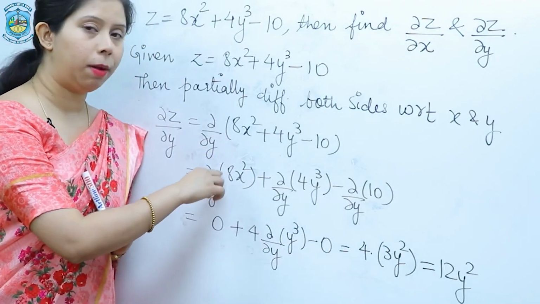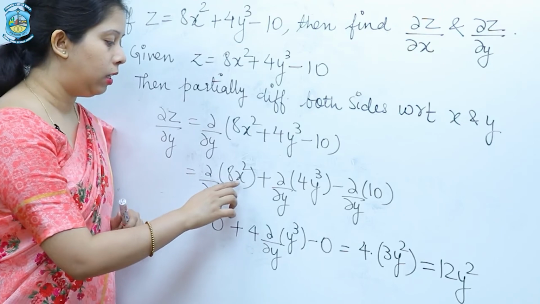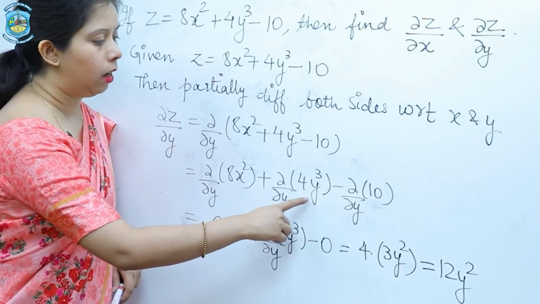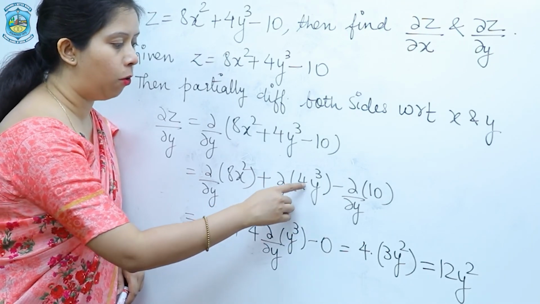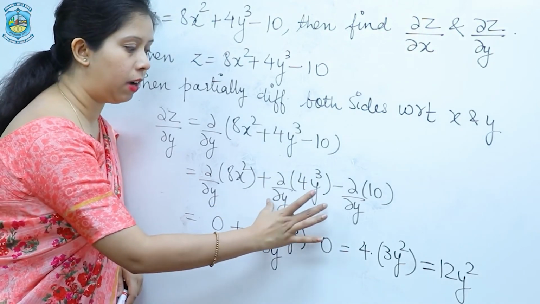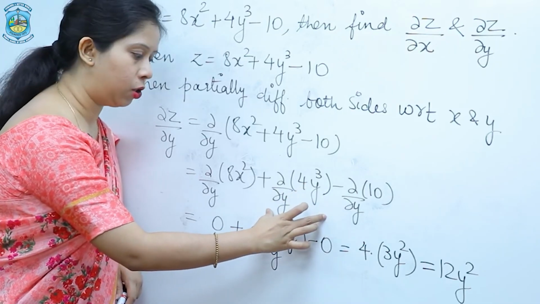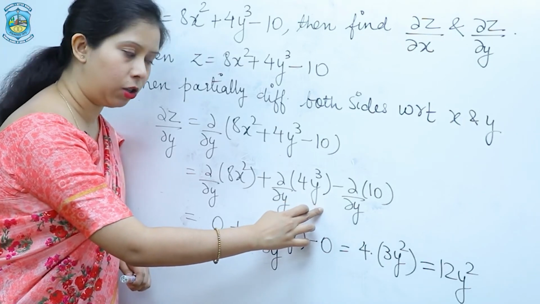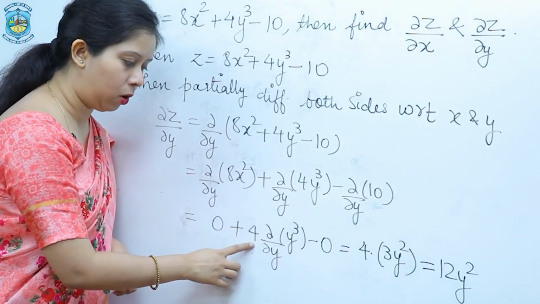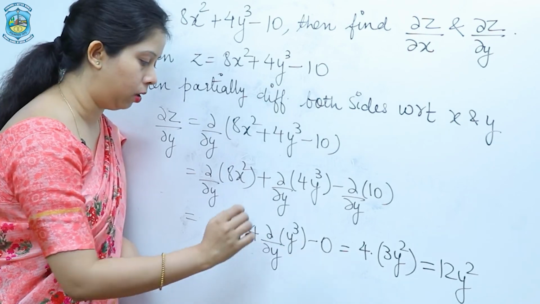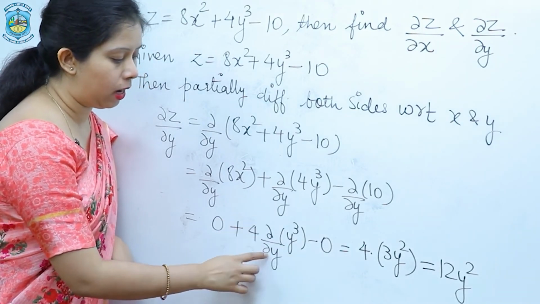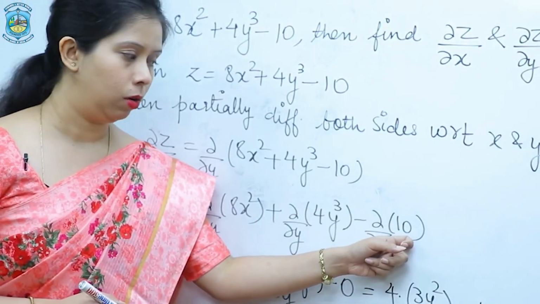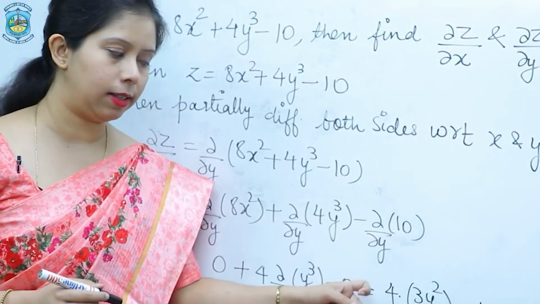As we all know, we are doing partial differentiation. So, the partial differentiation of 8x square with respect to y will give you 0, and then we have the partial differentiation of 4y cube with respect to y. Here we will use the rule which states that the derivative of the product of a constant and a function is equal to the product of the constant and the derivative of the function. So, here it becomes 4 into del upon del y of y cube. Since the derivative of a constant is 0, del upon del y of 10 is 0.